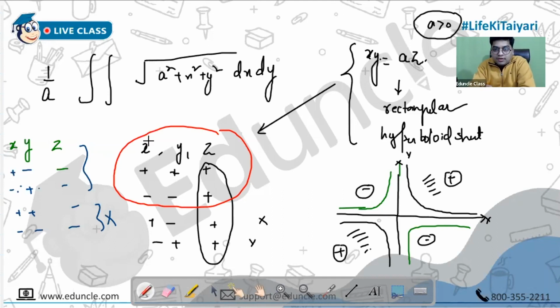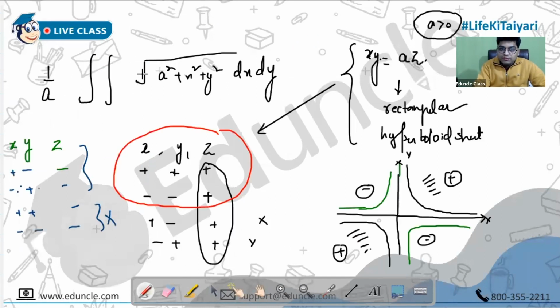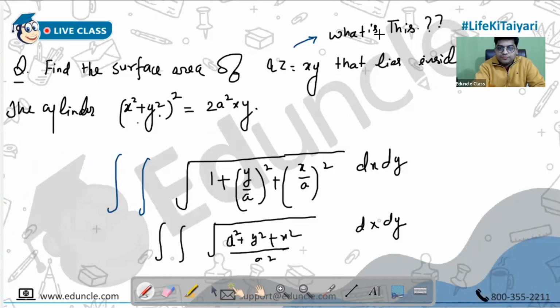So what is the limit? How will you write down the limit? Who will tell me? How to find this integration? Basically, the integration finds the surface area of this lying inside the cylinder. That will be 1 by a, double integration of under root of a square plus x square plus y square dx dy, and in this problem we have to write down the limit. So what will be the limit? Just tell me and solve this problem. Can you solve this question?